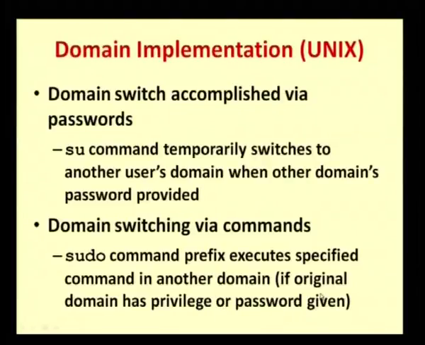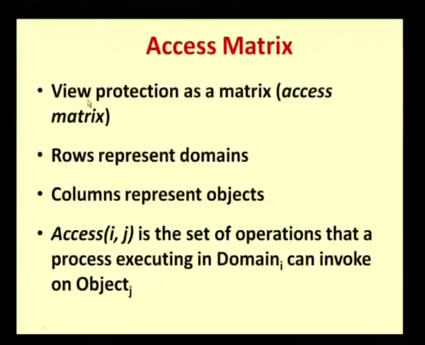So, these are the ways of accessing a domain, and this is how a domain gets implemented. Now, let us see the access matrix. What is an access matrix? An access matrix is used to view protection as a matrix. Rows represent the domains and the columns represent the objects. So, access of ij is the set of operations that a process executing in domain i can invoke on object j. Let us see with a tabular example.